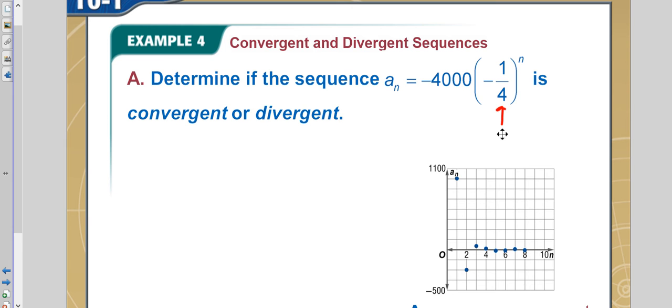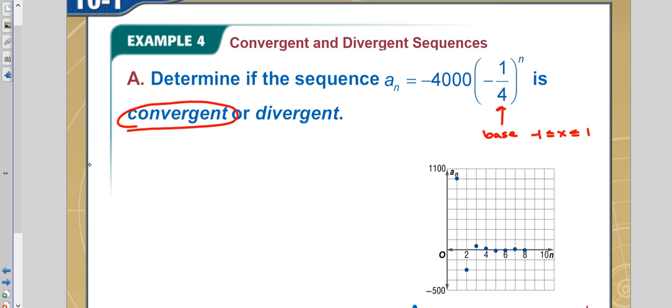If the base, and ignore the negative, that shouldn't have that big of an impact. Or another way of saying it, if the base is between -1 and 1, it'll be convergent. So this one will be convergent.